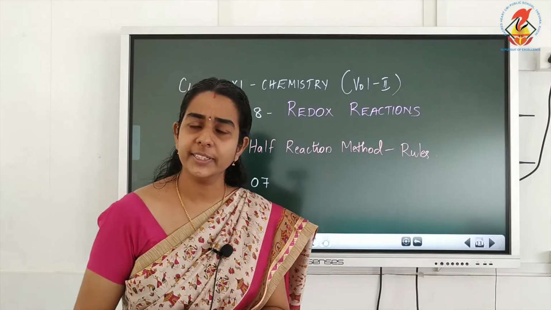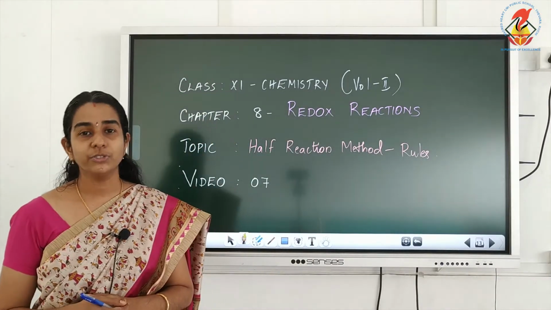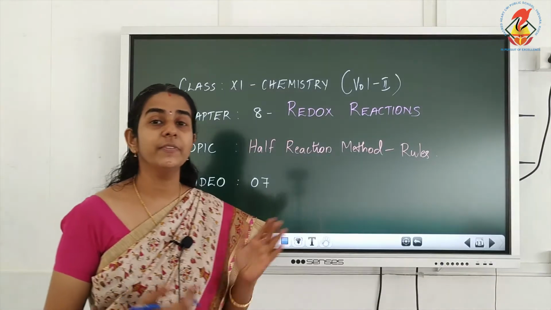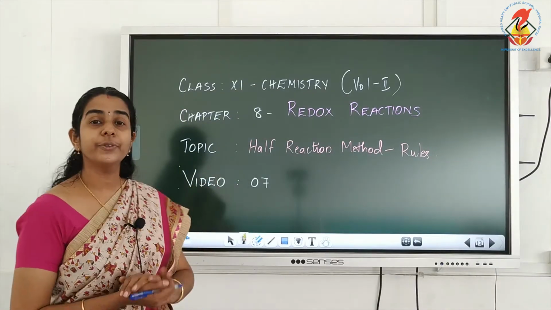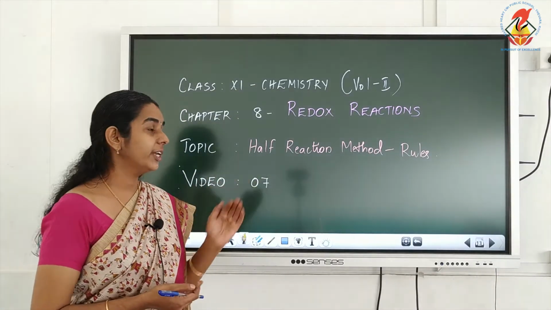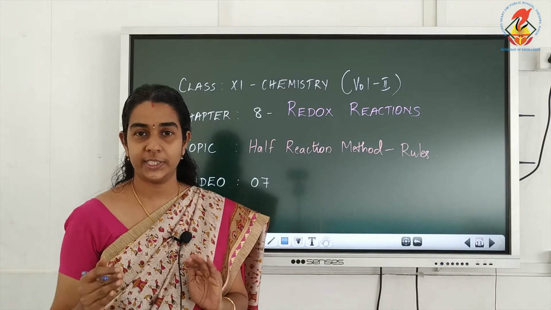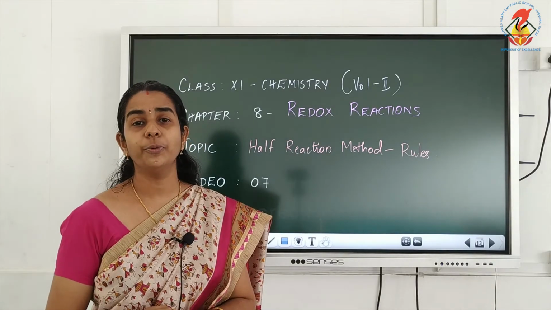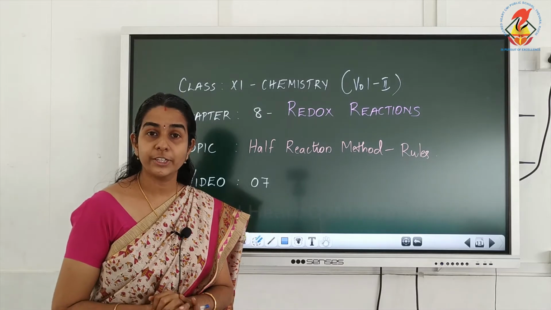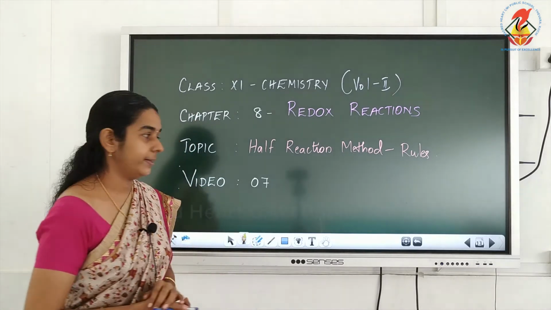Any one method is enough to balance the redox reaction. So the method we are going to study is the half reaction method. In this video we are going to see only the rules. What are the rules for balancing a redox reaction using the half reaction method?